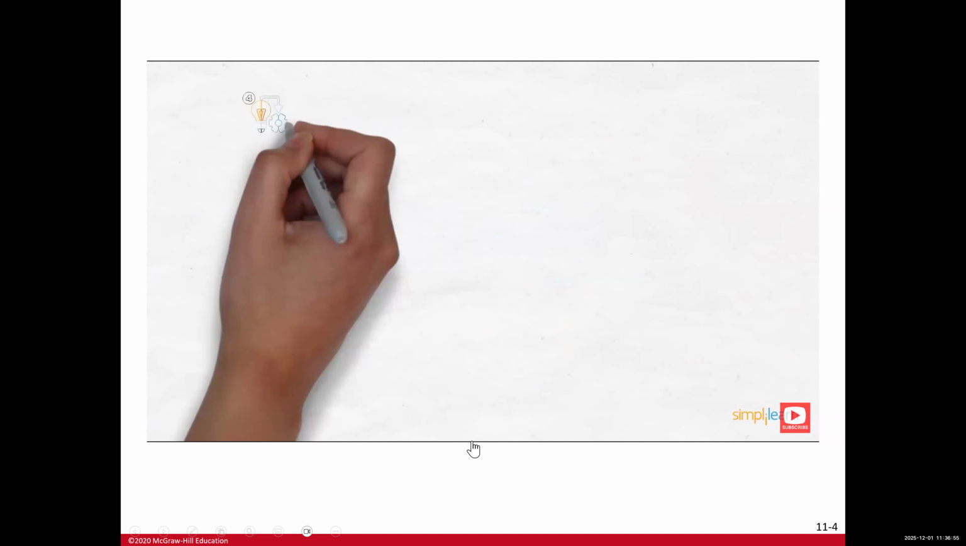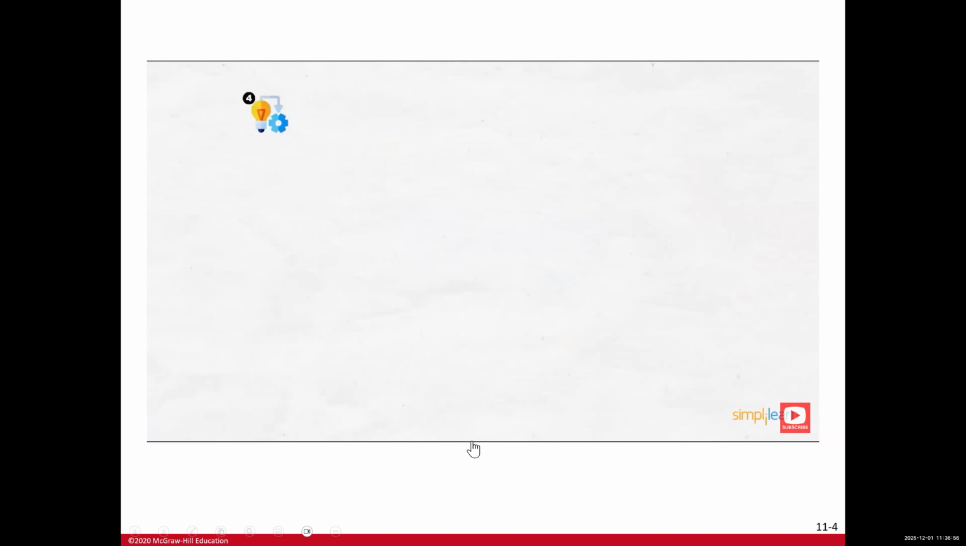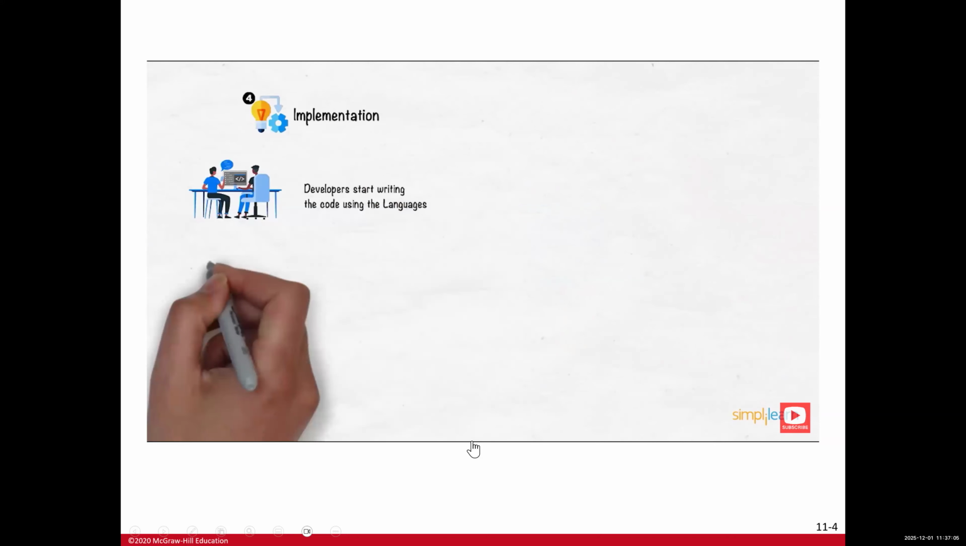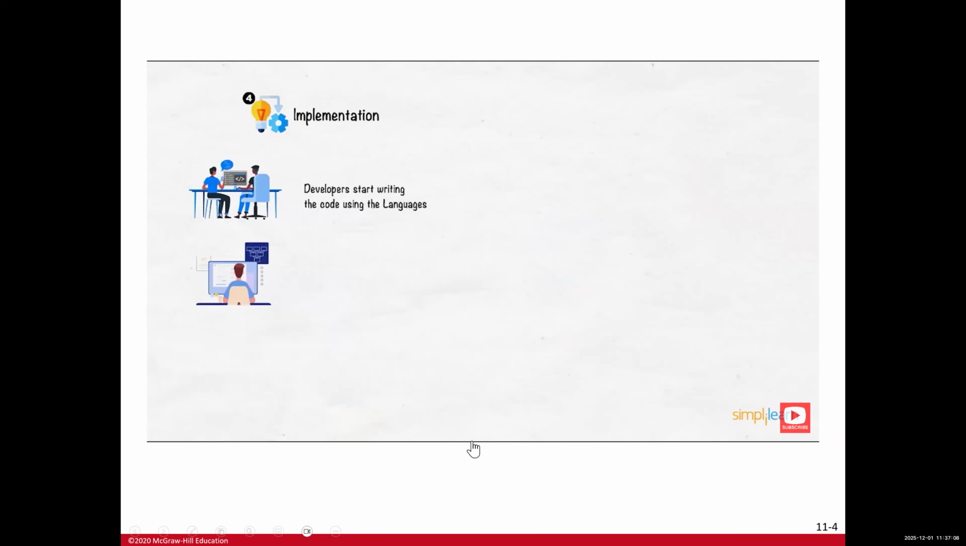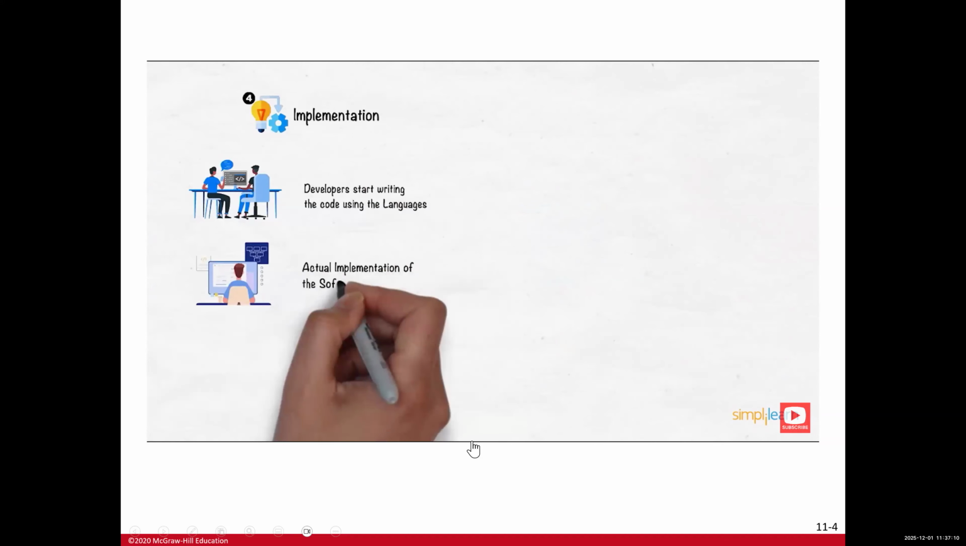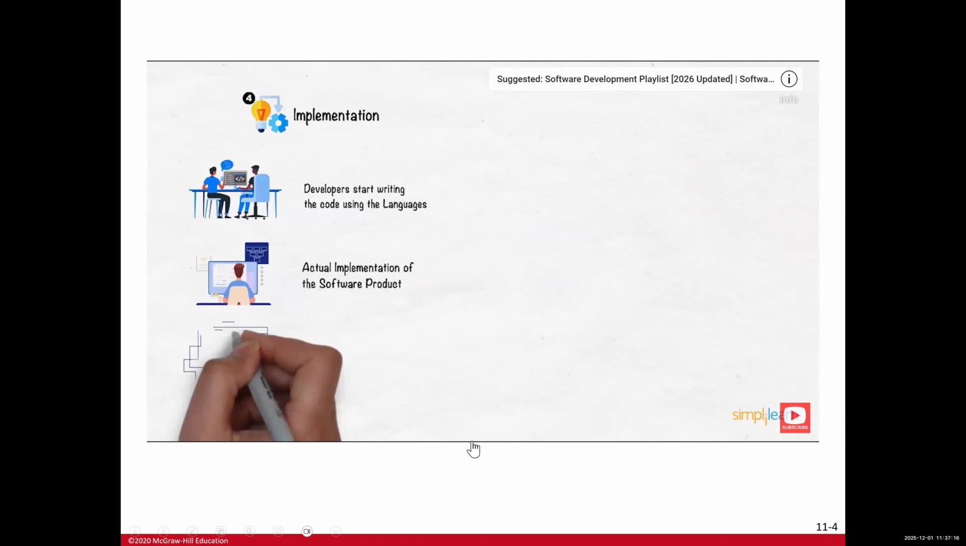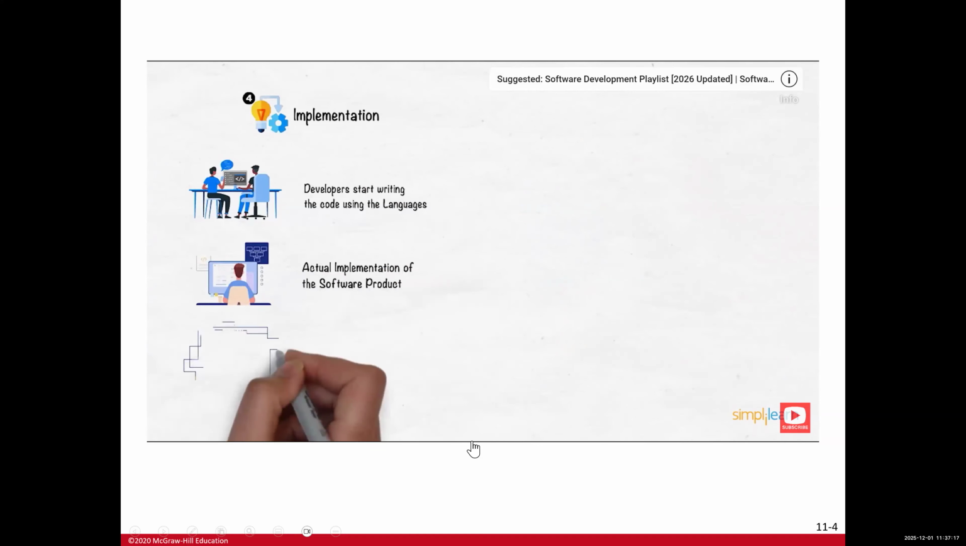Next, the development moves on to the fourth stage, the coding or implementation phase. In the coding phase, the developers start writing the code using the languages they choose for the software development. The coding stage is also one of the most important phases as it encapsulates the implementation of the software product. The developers use predefined guidelines and development tools like compilers and debuggers to implement the code.